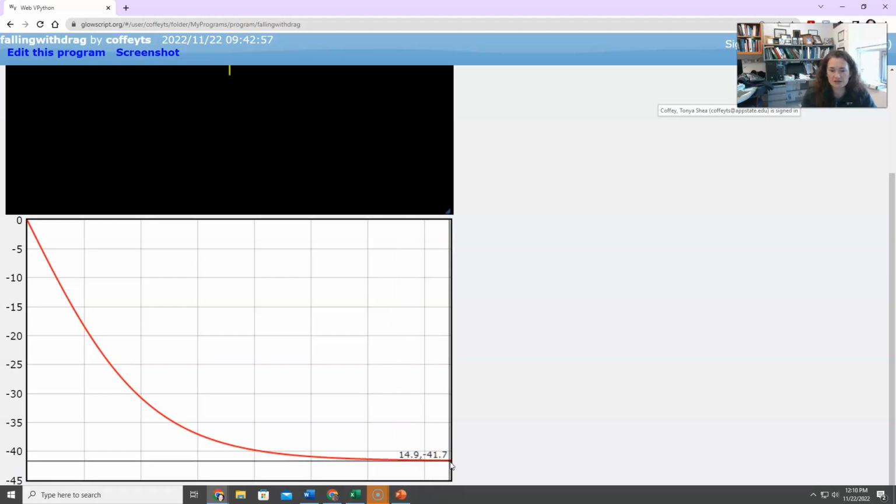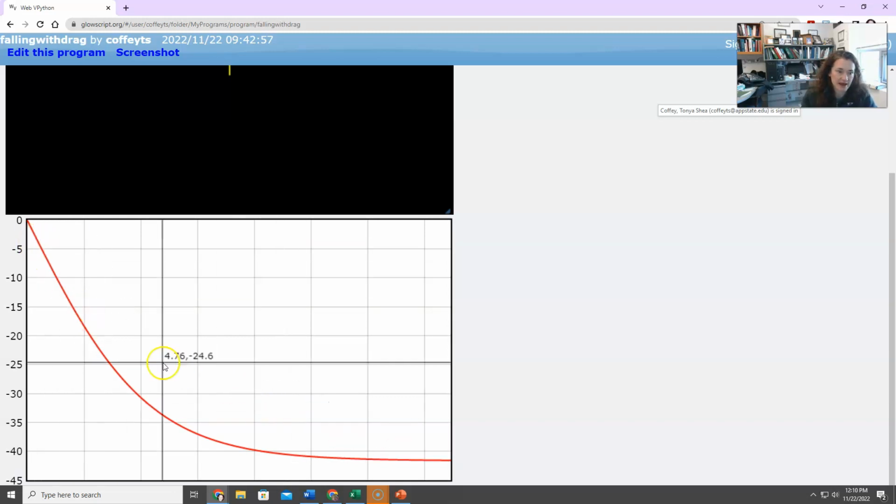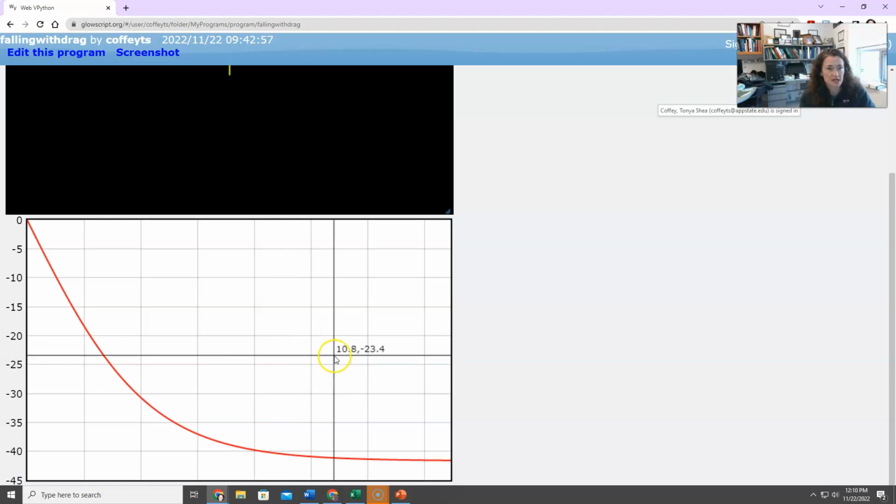until eventually it reaches that terminal velocity, and now you have a nice horizontal line with a constant velocity. I can mouse over my curve, and when I do, I'm getting about 41.7 meters per second for my terminal velocity. So that's what's happening there. That is a nice match between theory and the coding, which means I coded it correctly.